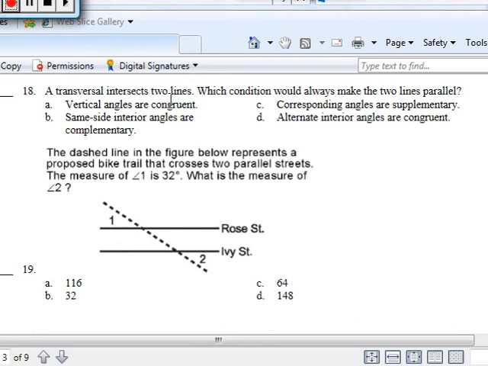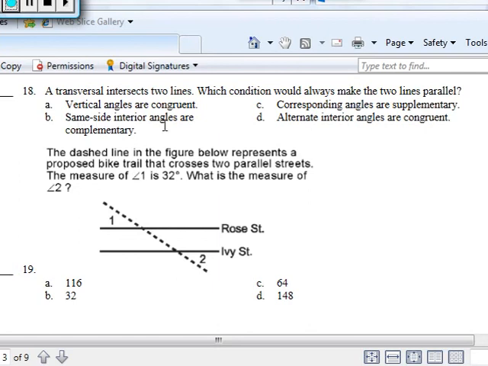A transversal intersects two lines. Which condition would always make two lines parallel? This is just testing you on the same thing. I would know all about parallel lines, obviously. If vertical angles are congruent, does that make the lines parallel? No. If that were true, guys, let's think, that would make every line in the entire world parallel, because vertical angles are always congruent, regardless. So just because two vertical angles are congruent does not mean that lines would be parallel.